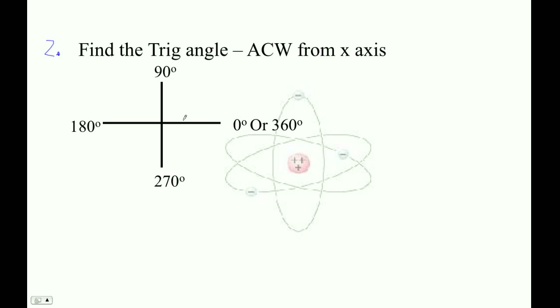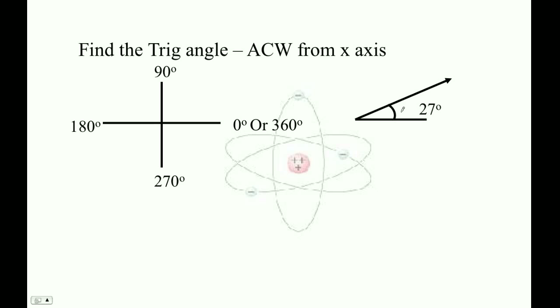Remember that it's 0, 90. It goes anti-clockwise from the x-axis. So that's 90 degrees. That's 180 degrees. That's 270 degrees. And all the way around is 360 degrees, right? Okay. So when we do these things, that's what we want to do.